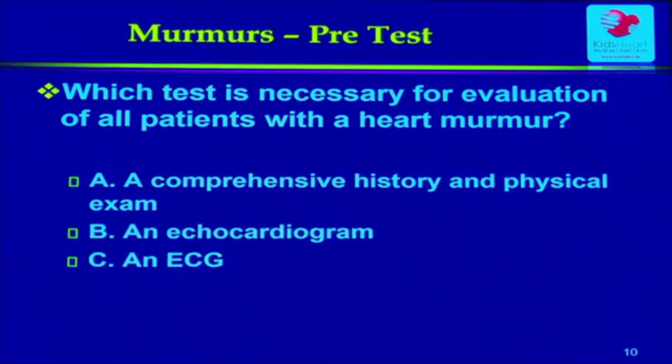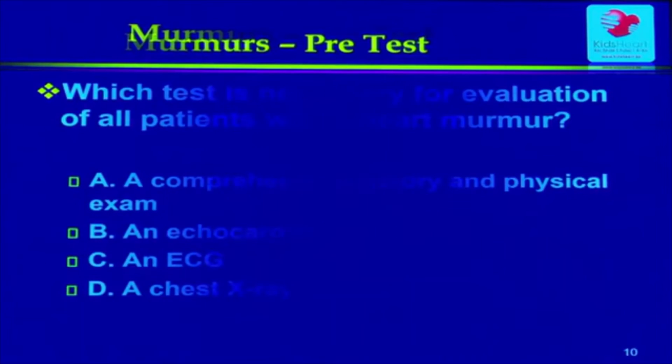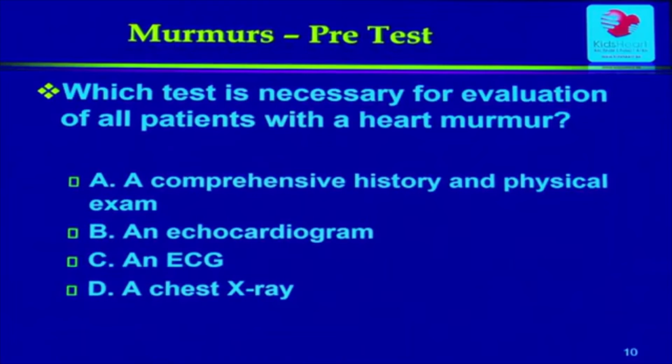So which one do you have to do whenever you hear a heart murmur? The most important thing: comprehensive history and physical exam, echocardiography, EKG, chest x-ray. Which one is the most important? And of course, we'll always say the most important thing is a comprehensive physical and history for the patient before you do anything else. All right?